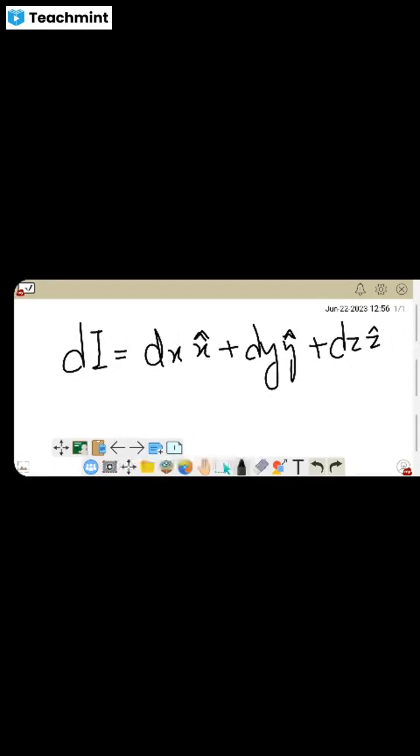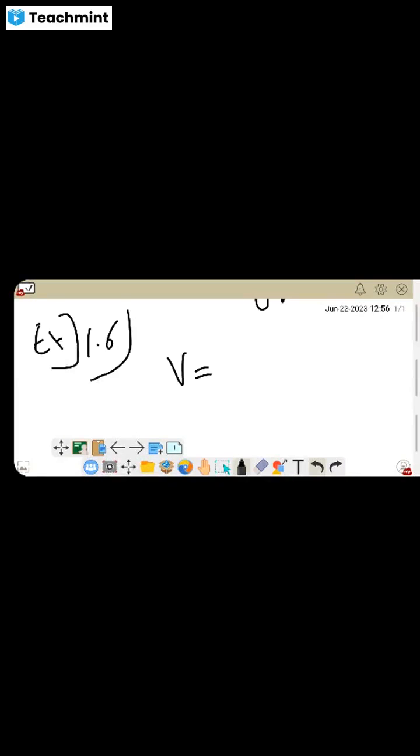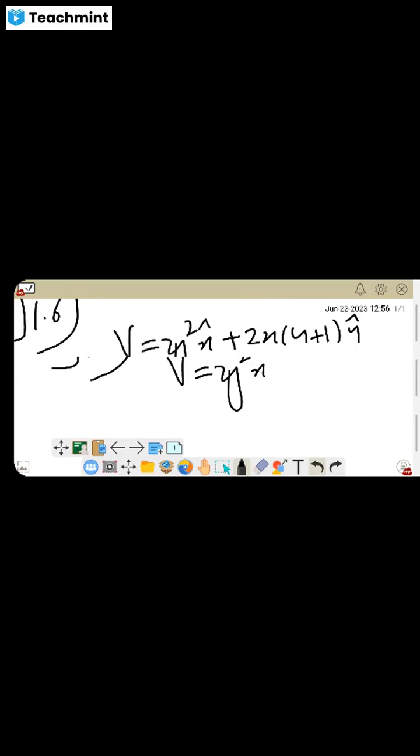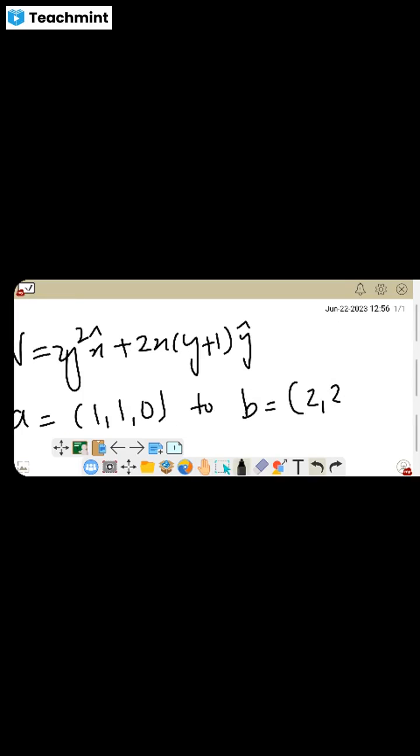And see the example here. Example 1.6: calculate the line integral of the function V, which is equal to y square x cap plus (2x y plus 1) y cap, from point a, which is (1, 1, 0), to point b, which is (2, 2, 0).